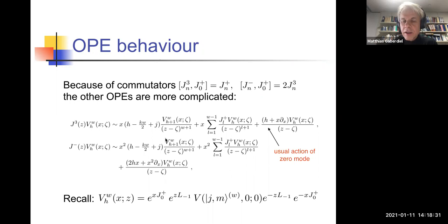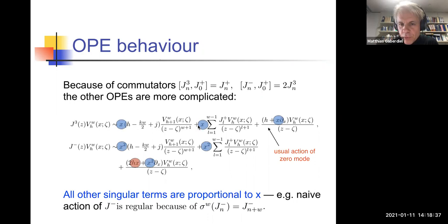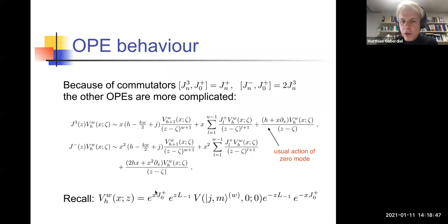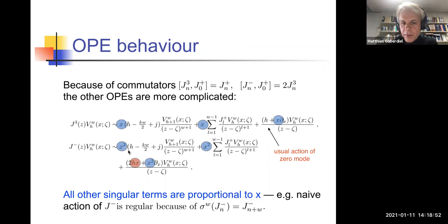So you have the usual zero mode action plus terms that are all proportional to x that come from the commutator of the J3 modes with J plus and the fact that you had e to the x J plus sitting here in front of your vertex operator. And likewise for J minus. For J minus, it's regular, so you only get terms that are proportional to x. So that's the structure of the OPEs of the currents with the spectrally flowed vertex operator.